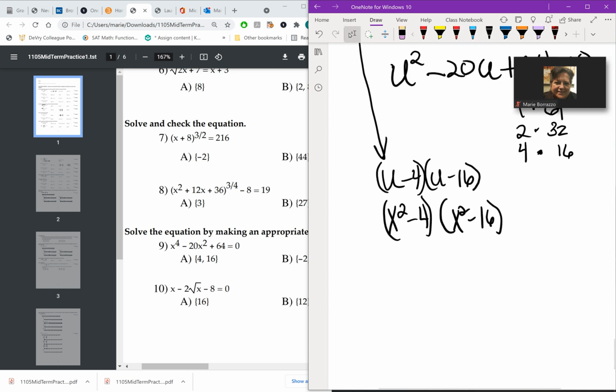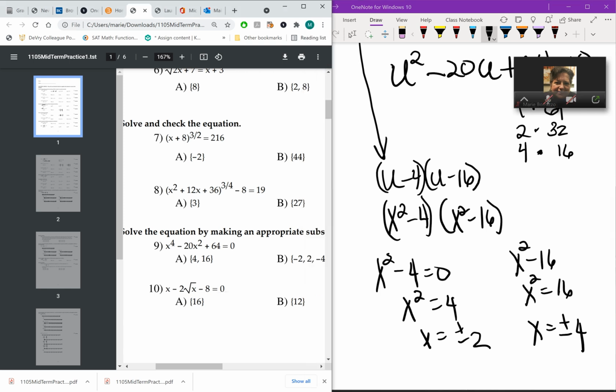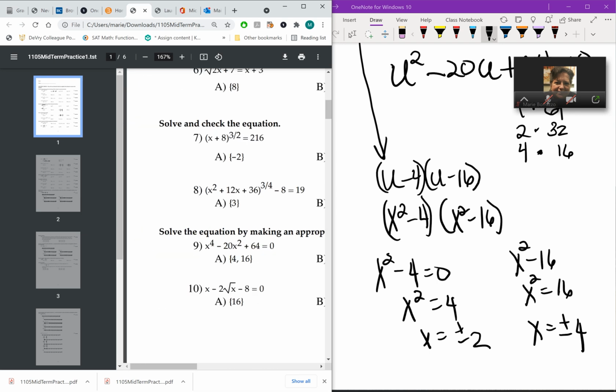And if we solve for these respectively, remember this is x squared minus 4 equals 0, which means that x squared is equal to 4, and therefore x is equal to plus or minus 2. We do the same thing for the 16. So we take x squared minus 16, which means that x squared is equal to 16, which means that x is equal to plus and minus 4. And so when we look at our answer choices, I believe that is answer choice B for number 9.